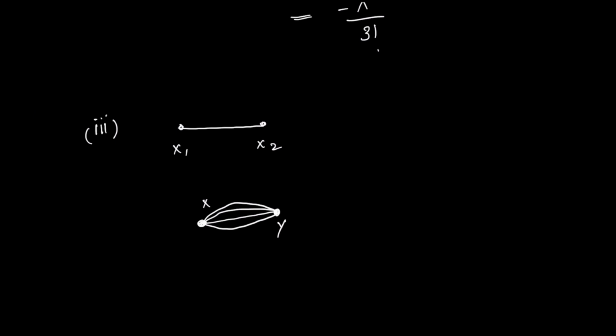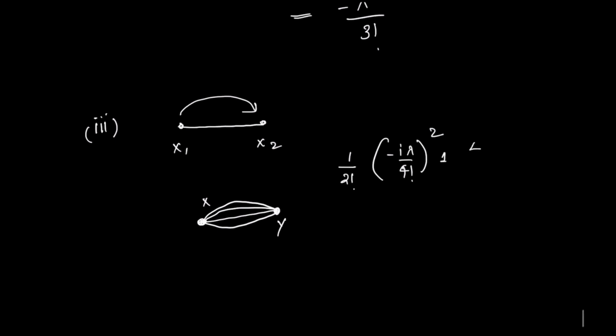Yes. So how do I write this? Again 1 by 2 factorial, minus I lambda by 4 factorial. So these are common for any second order perturbation. You have to just copy these terms. And now x1 can be paired with x2 in only one way, so 1, and x and y can be paired in 4 factorial ways, right? So here the term will be minus lambda square by 2, 1 by 4 factorial.